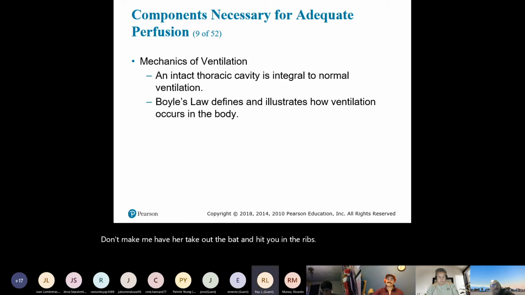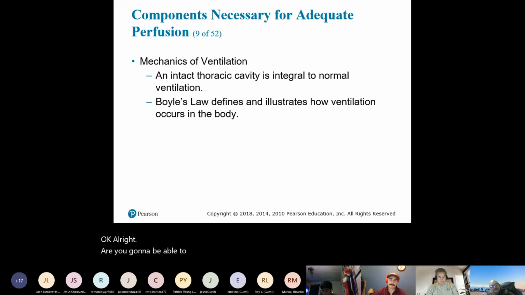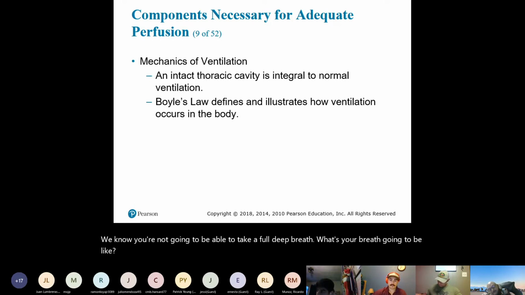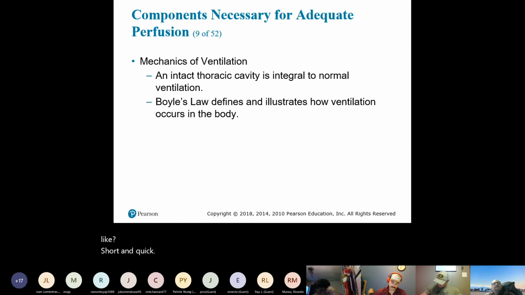All right. Are you going to be able to take a nice full deep breath? No, it's going to hurt. So as a result of that pain, we know you're not going to be able to take a full deep breath. What's your breath going to be like? Short and quick. So shallow respirations, because you can't fully expand.